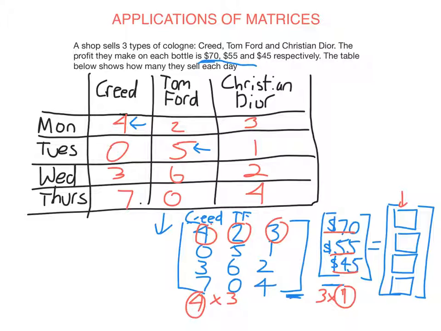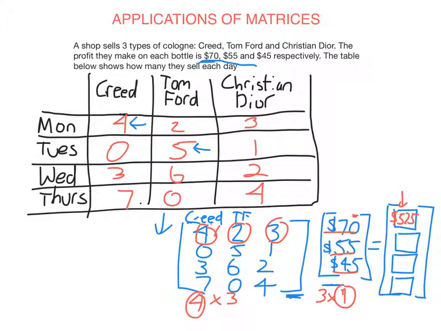So what that means is it's going to tell me how much money I've made on Monday, because I've made $70 for each of the 4 Creed bottles I've sold. I made 55 for each of the Tom Ford bottles I sold, etc. So that's where matrices can make this really quick, particularly if you're using a computer. So the entry that goes in here will be 4 times 70 plus 2 times 55 plus 3 times 45. And you can just put that on your calculator, you get 525. So this first number means I made $525 profit on Monday.